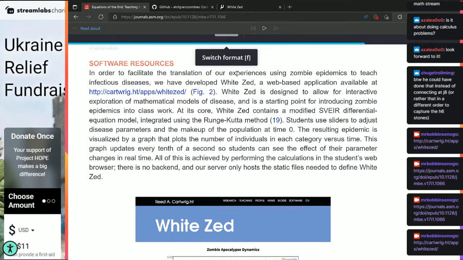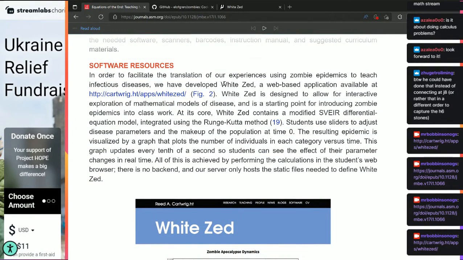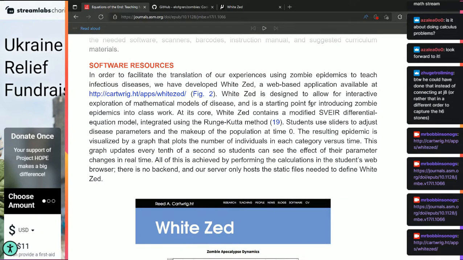So in order to facilitate the transition of our experiences using zombie epidemics to teach infectious diseases, we have developed a web-based application. Yep, we already saw that. Which allows for an interactive exploration of a mathematical model of a disease, and is a starting point for introducing zombie epidemics into classwork. At its core, white Z contains a modified SVEIR differential equation model, integrating using the Runge-Kutta method. What is the Runge-Kutta method?